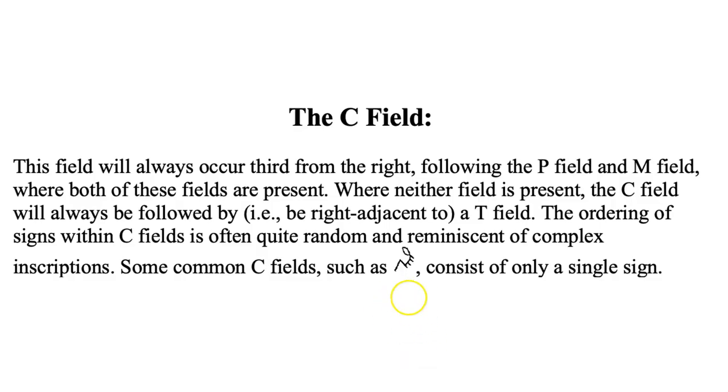All right, now the C field. This field will always occur third from the right, assuming the other fields are all present, following the P field and M field, where both of these fields are present.